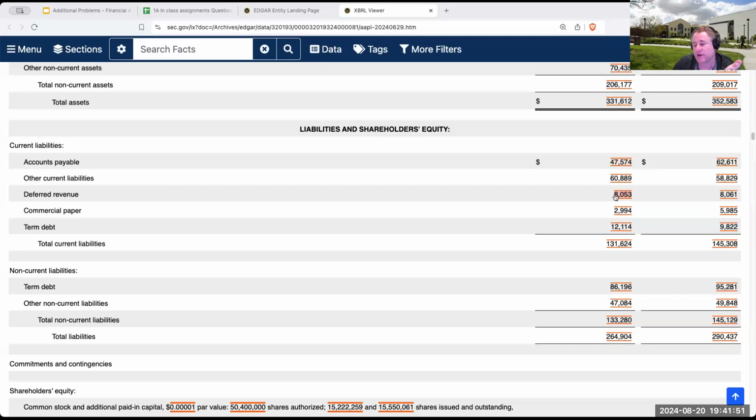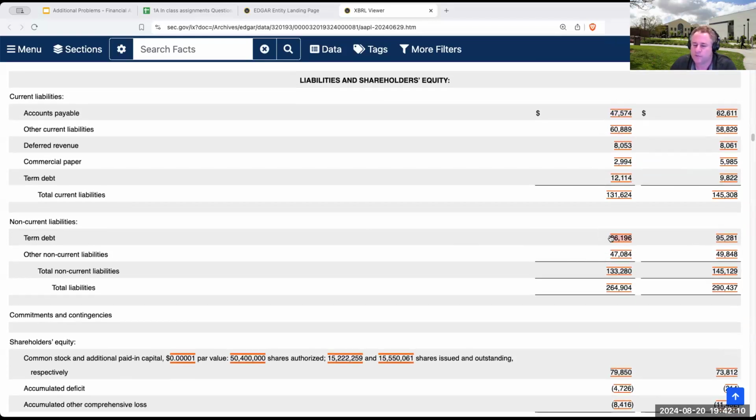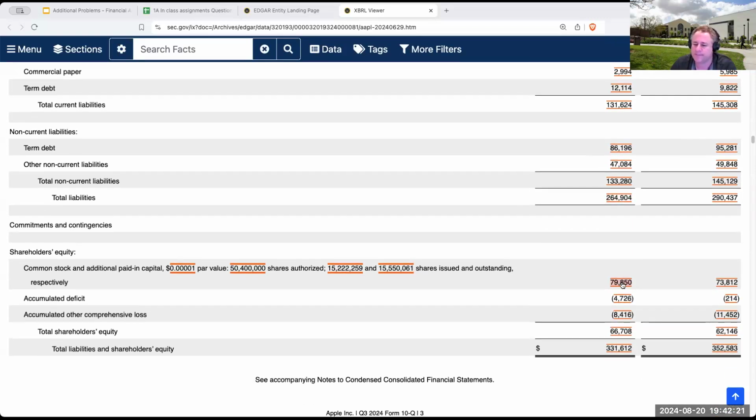Deferred revenue. If I'm Apple, I sell AppleCare, right? And if I sell AppleCare, I have to recognize that revenue over the life of the product, so we call it deferred revenue. Commercial paper and term debt. These are obligations I have to repay. We have other term debt, which is non-current. We'll talk about that in a later episode. And then coming down to other non-current liabilities, total liabilities are 264 billion.